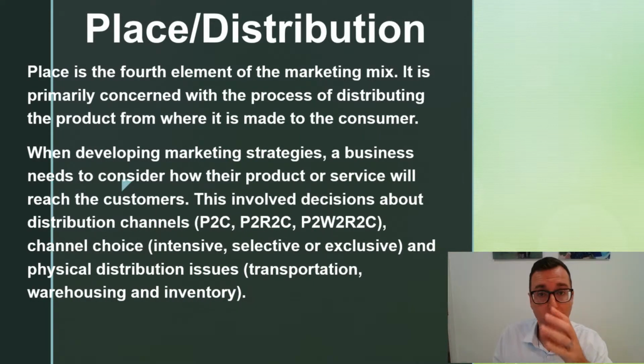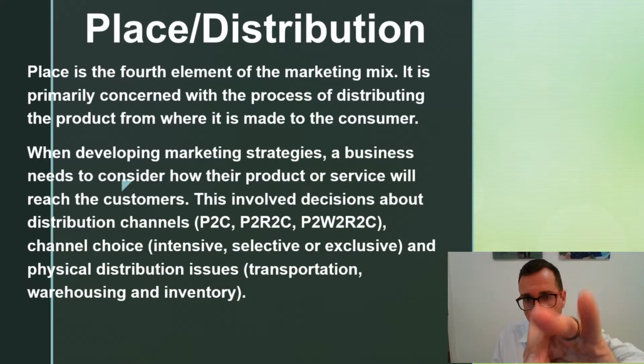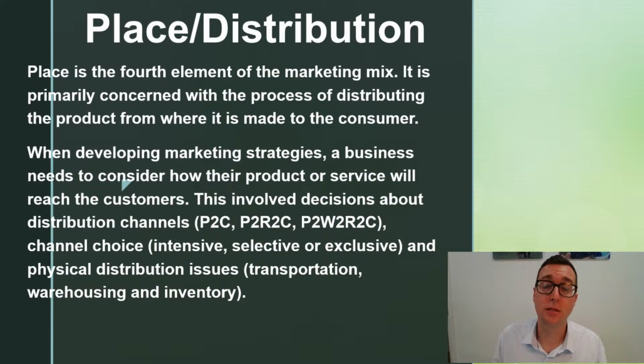And I want you to forget this notion of location of a business and think about three other aspects that make up place/distribution. Those 3 things are distribution channels, channel choice, and physical distribution issues. They're the 3 things only that you'll talk about when you're discussing place and distribution as an effective marketing strategy.